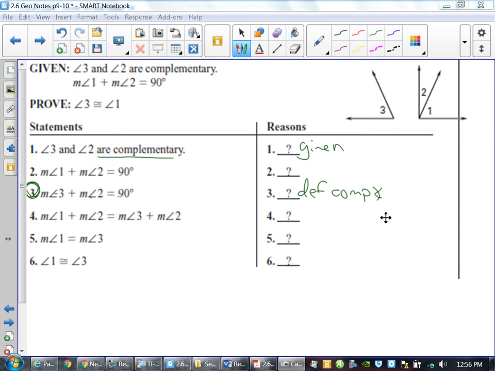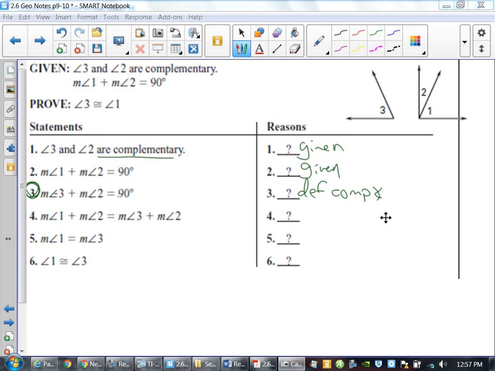So now I backtrack. I've used up everything I could from complementary because my progression told me all I can say is that angle plus angle equals 90. Well, that means angle 3 and angle 2 add up to equal 90. It's right there for us. We wrote it down. We go back in. Our other given was 1 and 2 add up to equal 90. So the second one here is also given.